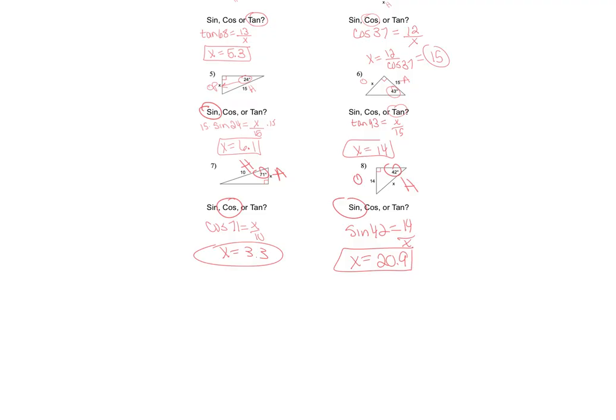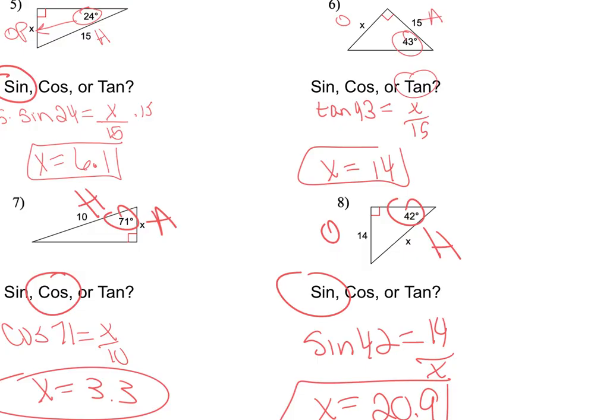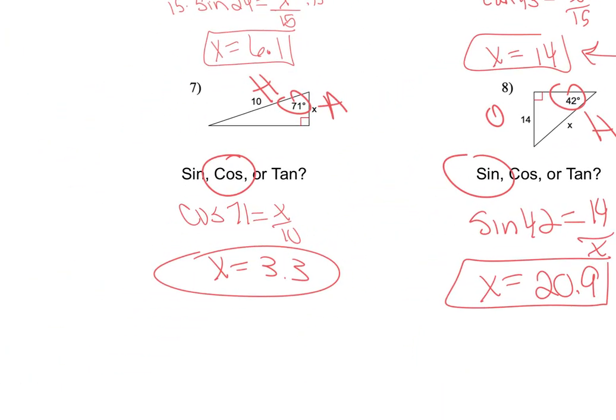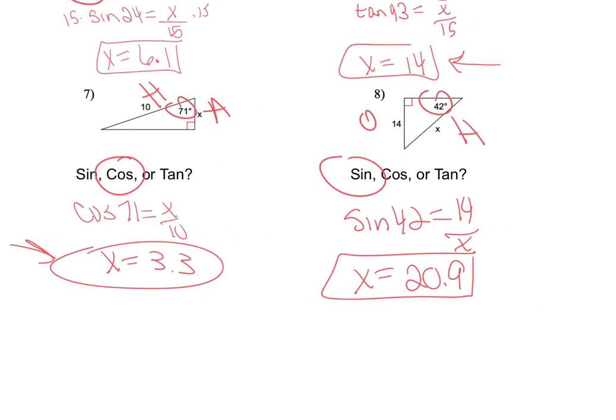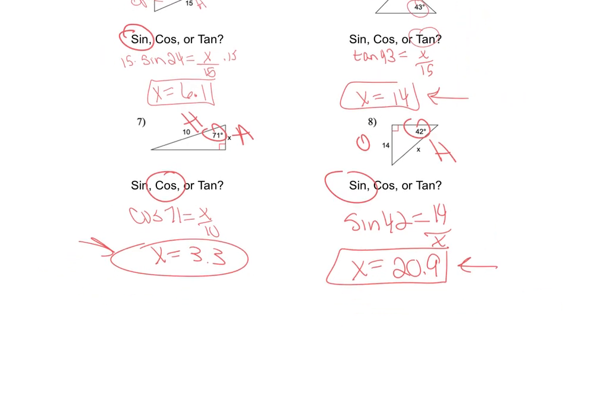Okay, so go ahead, double check those last 3 that you did on your own, hopefully. The x was in the top on this one here on number 6, so we multiplied. The next one on our cosine here, x was in the top, so we multiplied. And then the last one, x was in the bottom, so we did 14 divided by the sine of 42, and we got 20.9.